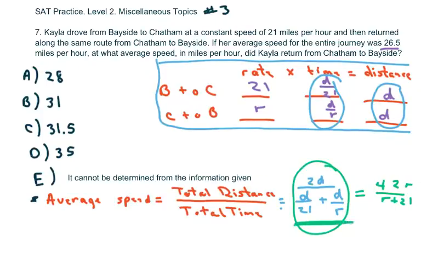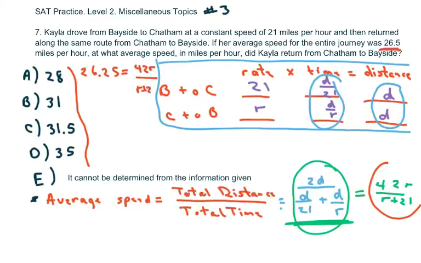And if you don't know how to simplify this, I will do this at the end of the video. If you know how to do that, that's fine. But I'm really running out of room here, so I'll do it at the end and come back to it. So basically, when you have that, we're going to set this equal to our 26.25. Again, I apologize for having to squeeze this in. So we have 26.25 equals 42R over R plus 21.